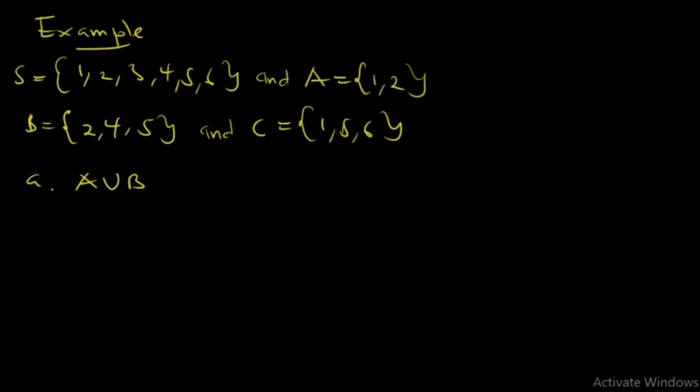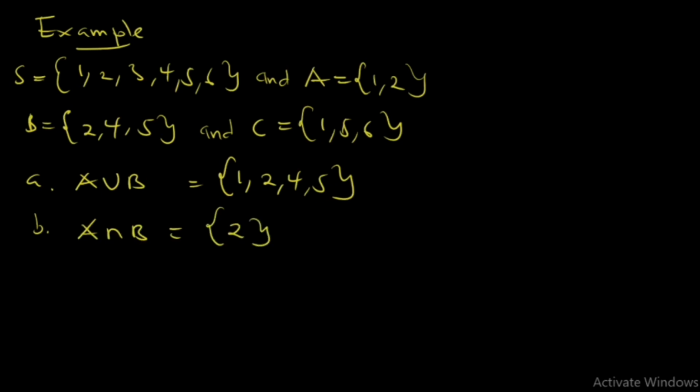For A union B, this is our A and this is our B. Union means you are just adding them together. So 1, 2, 4, 5. Question number 2, we are supposed to find A intersection B. And for A intersection B, we know that it's 2.